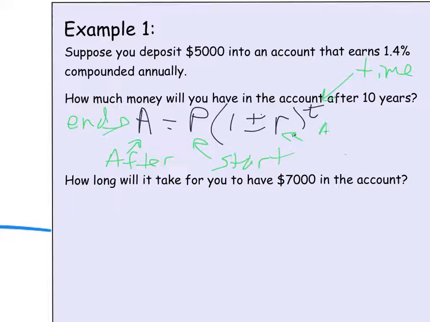So A, let's go to blue now. A equals your starting amount, your principal, $5,000 times 1. Oh boy, I'm kind of squeezing that in there. Let's try this.